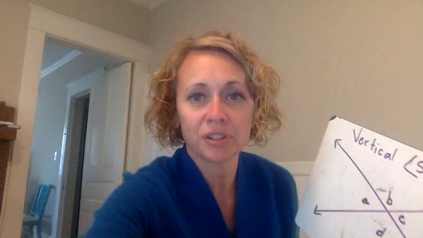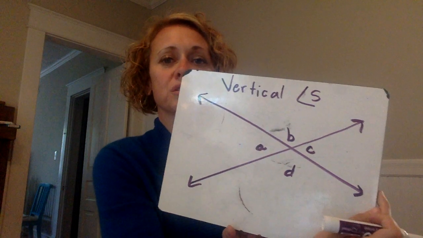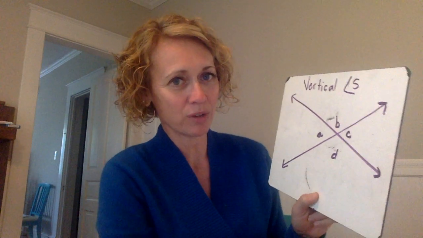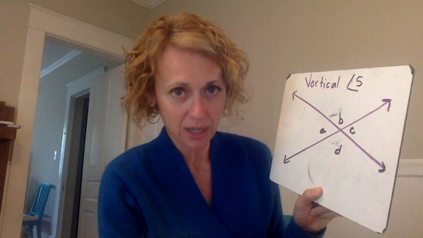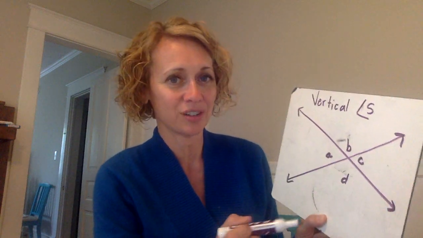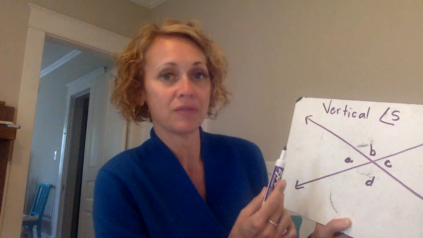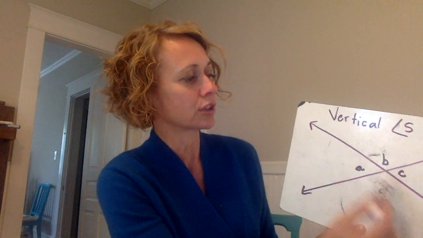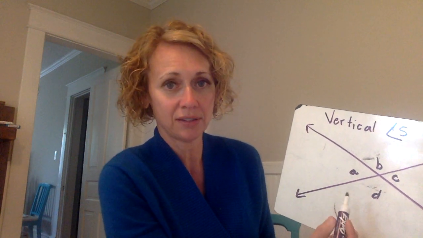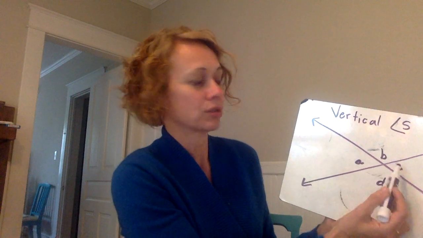Hey there, I'm going to talk to you all a little bit today about vertical angles, and I'm going to give you this quick little visual about what vertical angles are and then what's going on with their measurements. So vertical angles, by definition, are angles that are created by an intersection of lines, and they would be the angles that are across from each other.